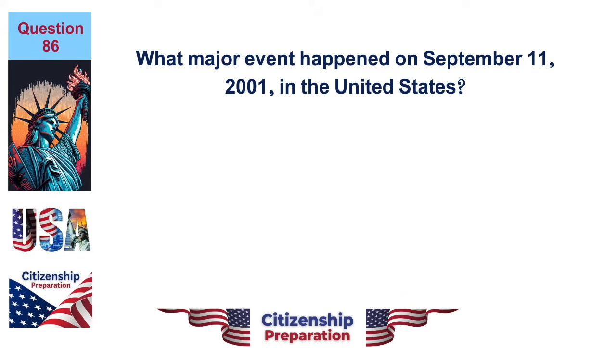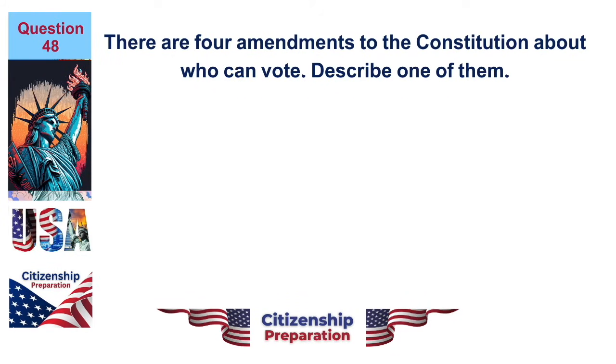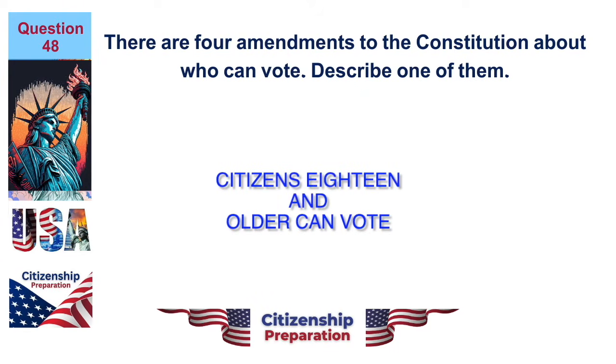What major event happened on September 11, 2001 in the United States? Terrorists attacked the United States. There are 4 amendments to the Constitution about who can vote. Describe one of them. Citizens 18 and older can vote.